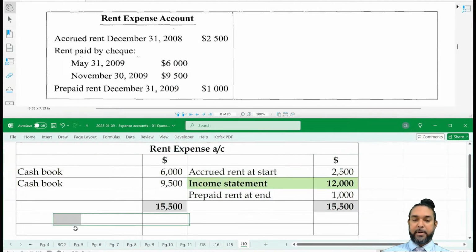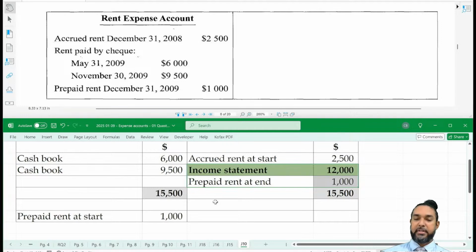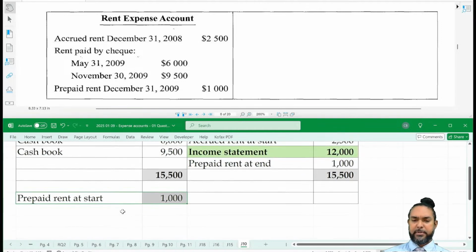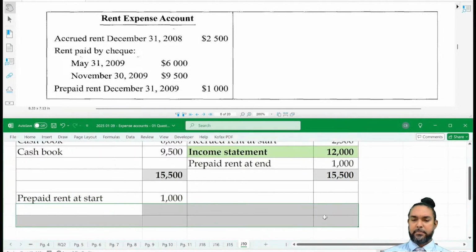All right, and don't forget to bring a balance on. So prepaid rent at start. Right, so I know it says at end and then at start, because the end of one period is the start of the next one. All right, and let me just get some lines going there.